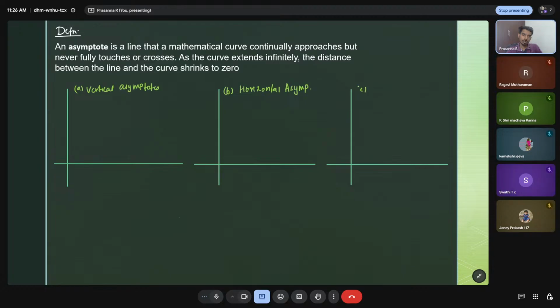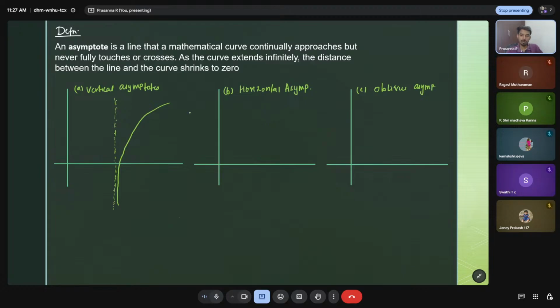Horizontal asymptote, and the third one is oblique asymptote, right? Now, how will the vertical asymptote be? For example, I will just draw a line. This is your asymptote, and you can see this asymptote is a vertical line. Then the curve will be like this. It will become very, very close, but it will never touch. This is the vertical asymptote.